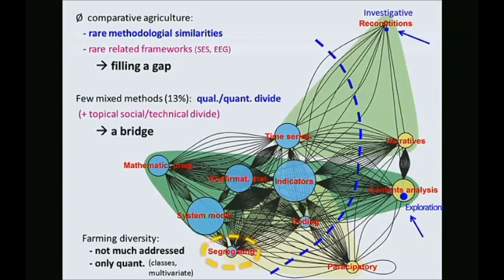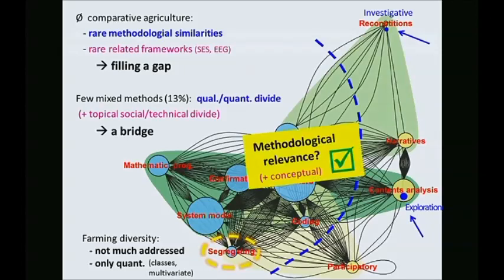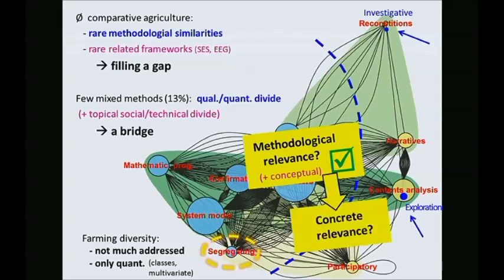As for mixed methods, not many publications were reporting the joint use of qualitative and quantitative methods. And even here, you can see this kind of a divide, like all the qualitative are on the periphery. It's not like a mixture of qual and quantitative. So potentially, comparative agriculture could build a bridge. So methodological relevance, I think that's demonstrated. And there's a conceptual relevance as well.